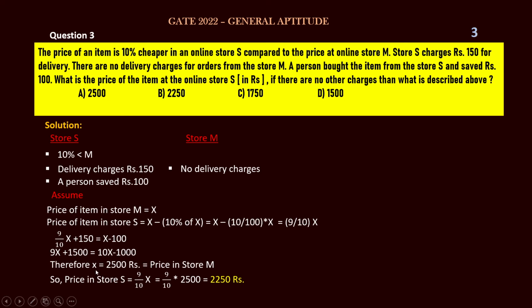We assumed x as the price of the item in store M. What they asked is the price of the item in the online store S. We have written the equation as 9 by 10 of x. With the numerical value, 9 by 10 into 2500, x substituted as 2500, the answer we found is 2250. So 2250 is option B. Option B is the correct one, the price of the item in store S.